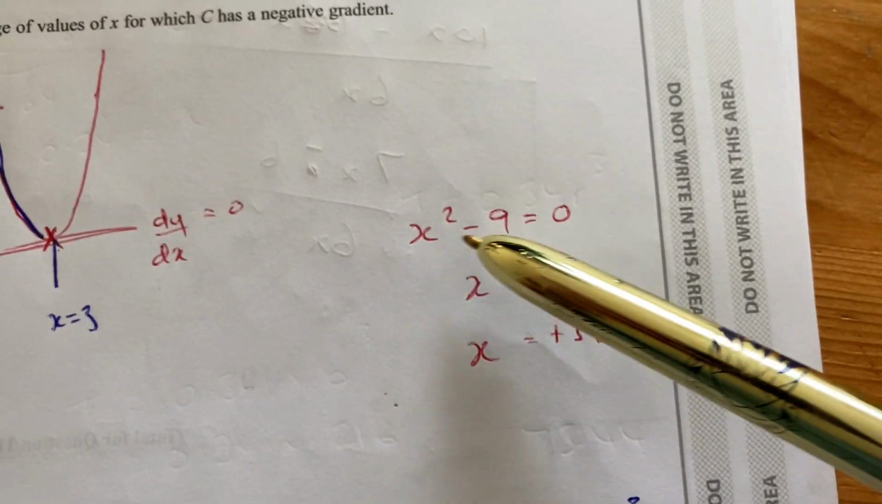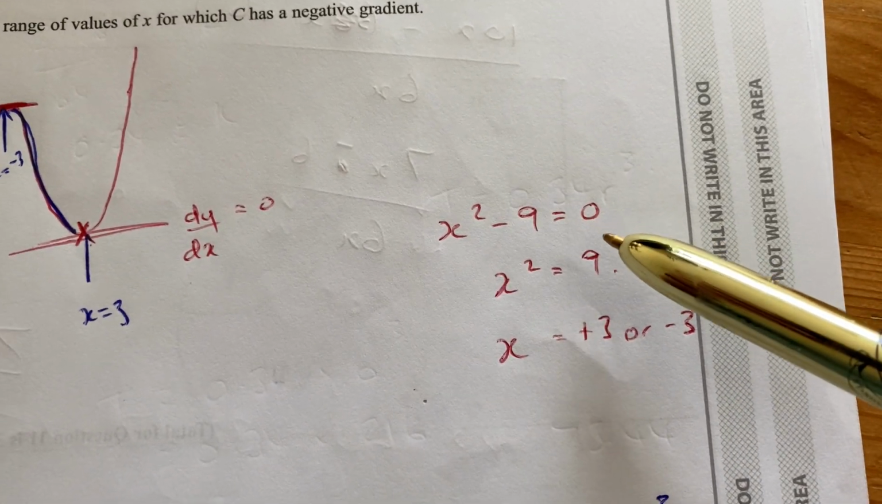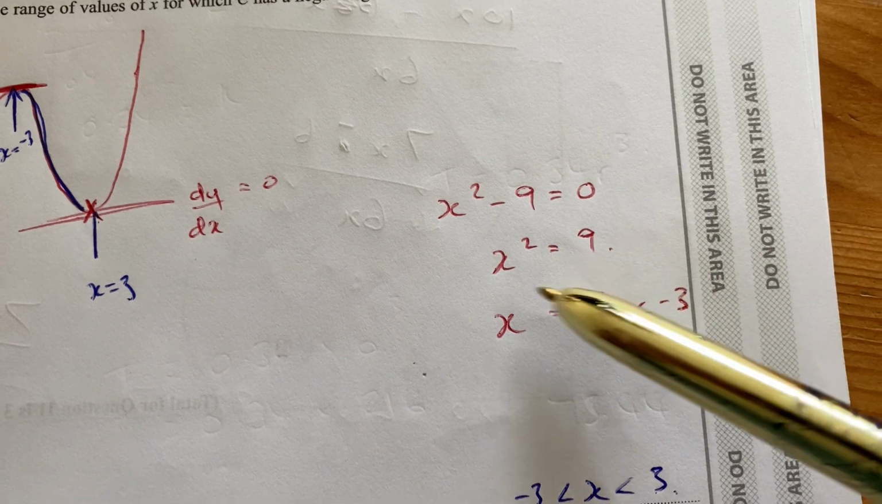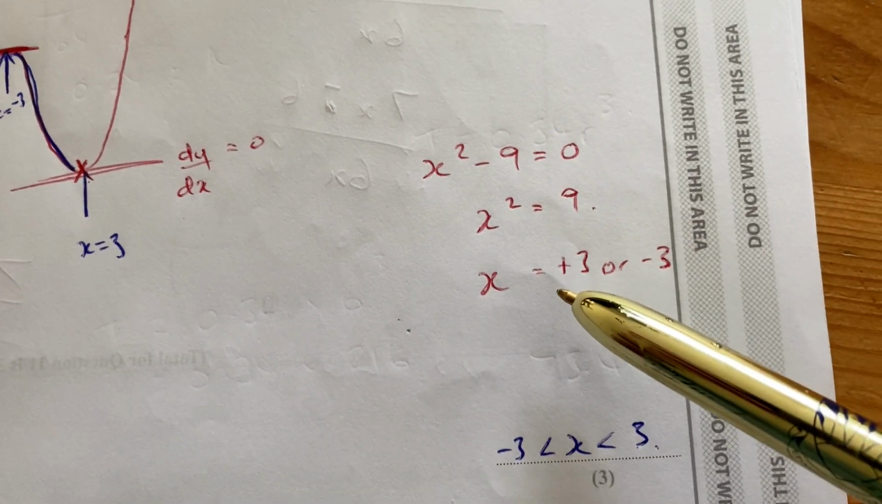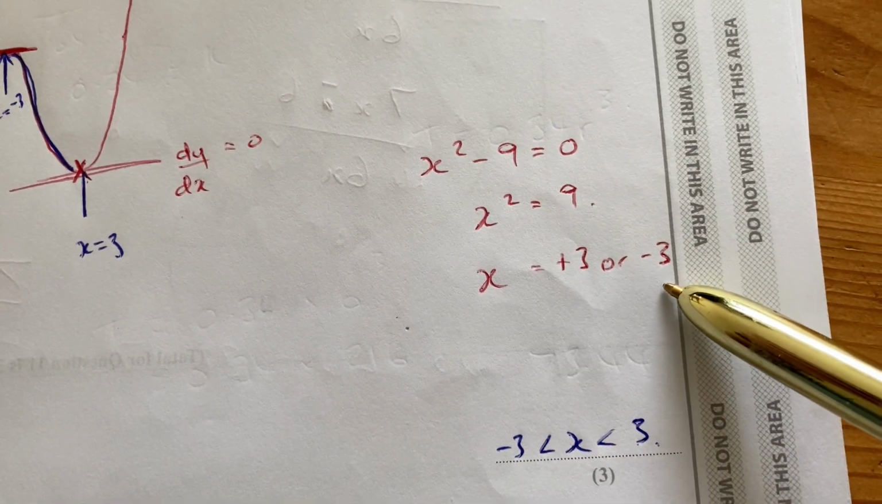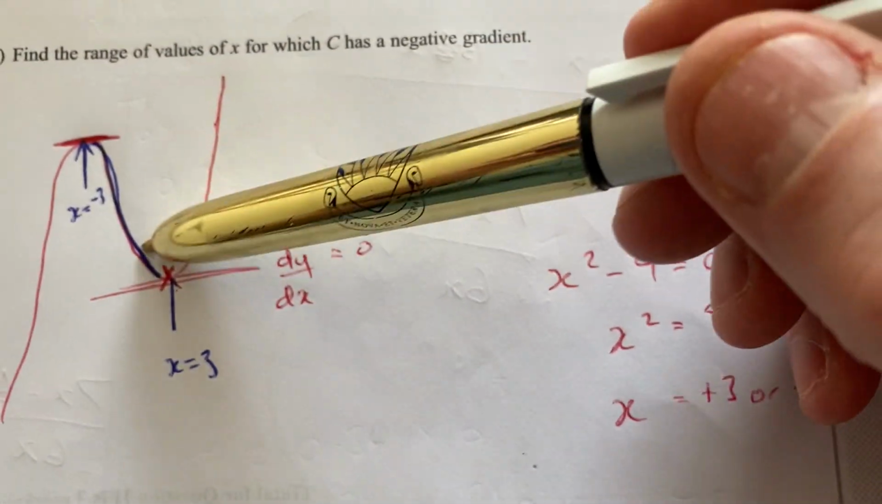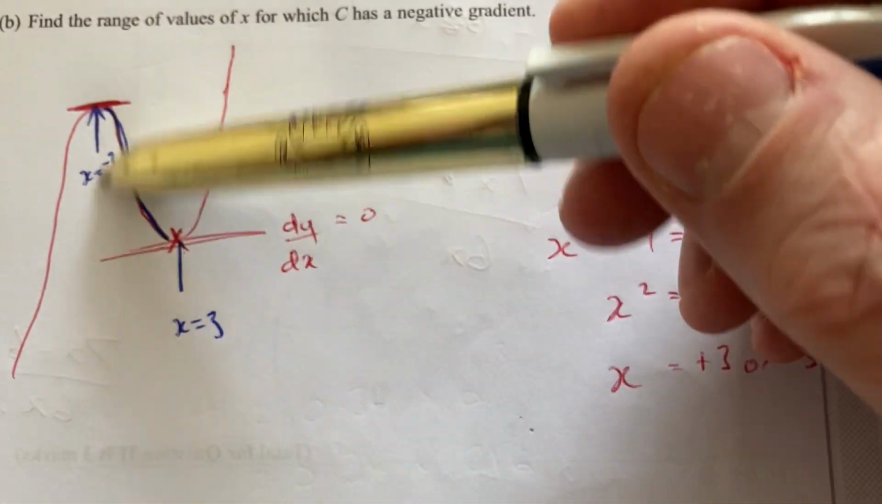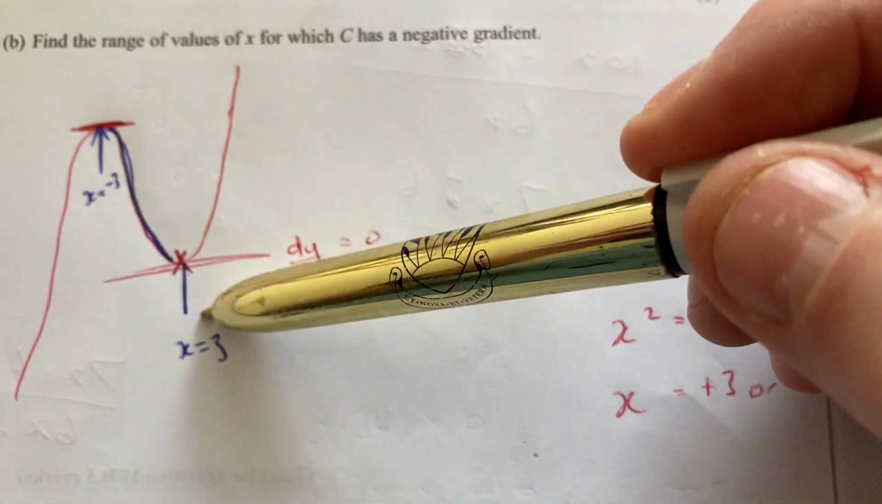So we start with x squared minus 9 equals 0. Take the 9 over and square root it. When you do a square root, you get 2 answers. So we've got a plus 3 or a minus 3. That corresponds to what the x values are at the peak and the trough here.